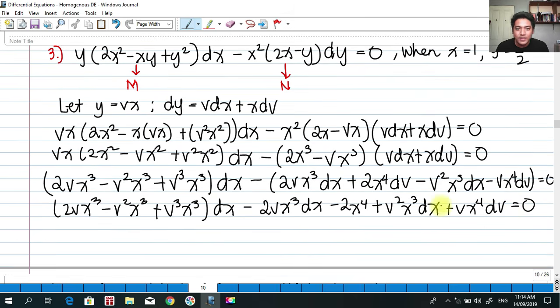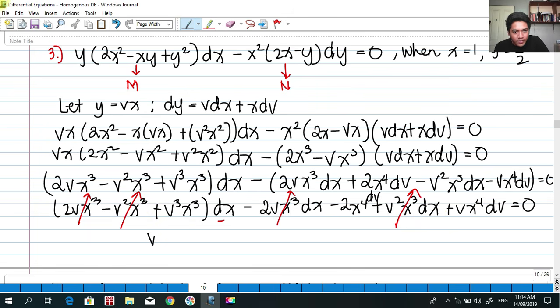So can we simplify this equation? Yes. As we can see here, we have 2vx cubed multiplied by dx, and we have negative 2vx cubed multiplied by dx. So these two, together with the dx, will cancel. And of course, we have negative v squared x cubed and positive v squared x cubed, both in dx, so definitely that would cancel. Is there anything else? We have v cubed x cubed and negative 2x to the 4. I forgot to write the dv, we have a dv here. So there's nothing more.